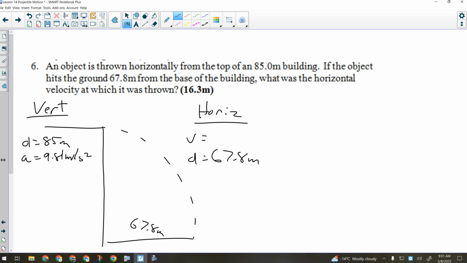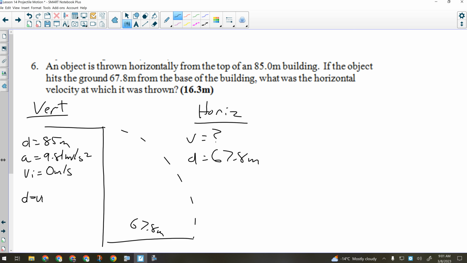All right, we're supposed to find how fast it was thrown, or the horizontal velocity it was thrown at. So, what's my initial vertical velocity? 0. That, guys, is the thing we have to remember about horizontally projected projectiles. It is probably the most important thing we have to remember. Now that I have that, now I can use this.